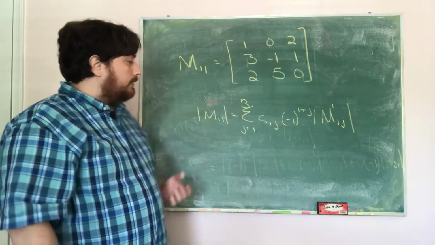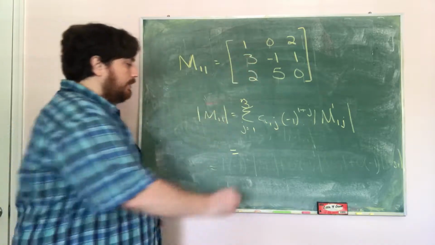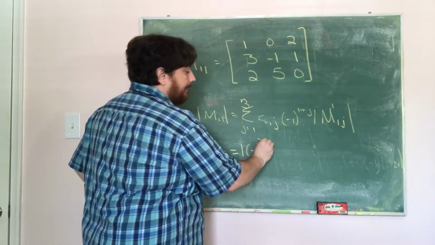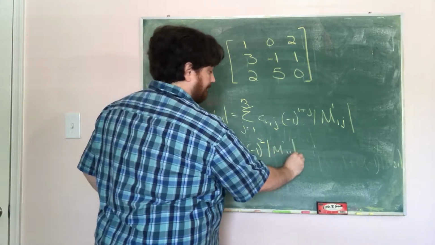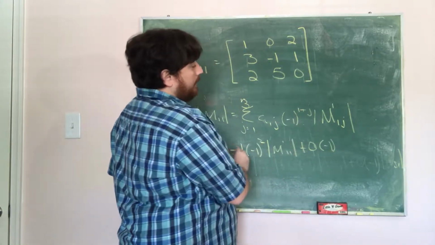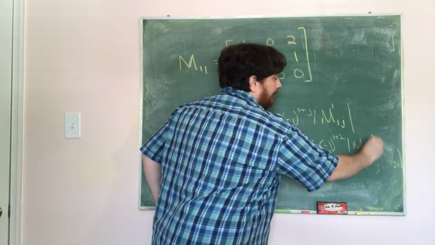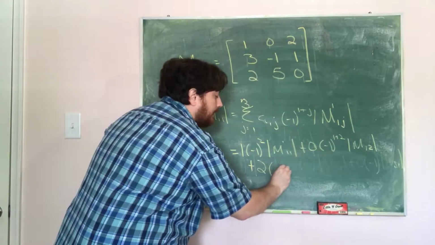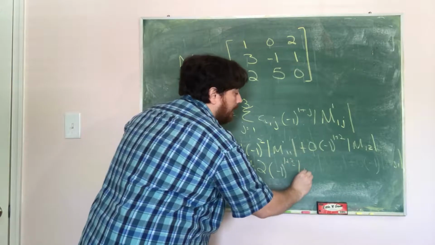But then what I'll do is just figure out what these terms look like. If I plug in 1 for j, I get A sub 1,1 is 1, times -1 to the 1 plus 1, which is -1 squared, times the determinant of the matrix M prime sub 1,1, plus 0 times -1 to the 1 plus 2 times the determinant of M prime sub 1,2, plus, and now the third term is 2 times -1 to the 1 plus 3 times the determinant of M prime sub 1,3.